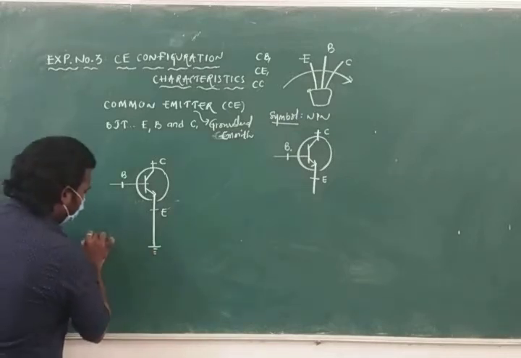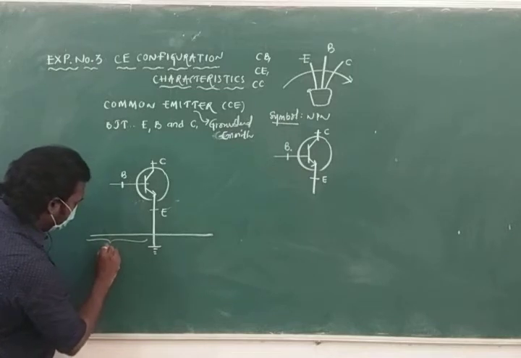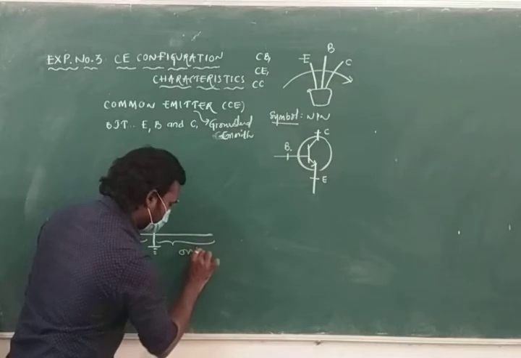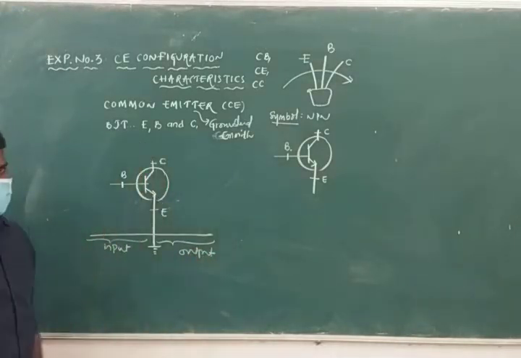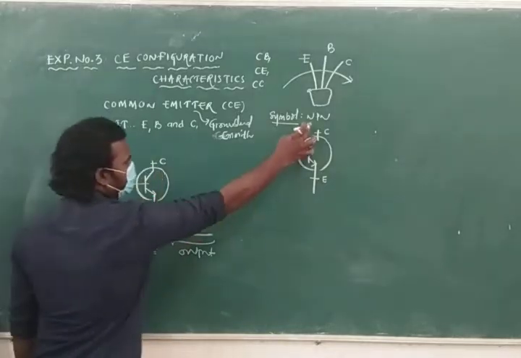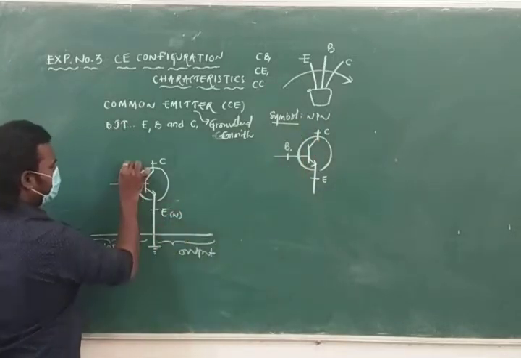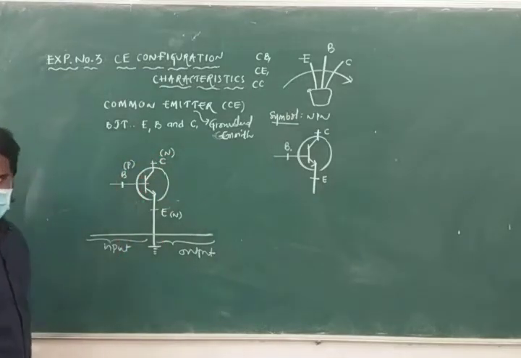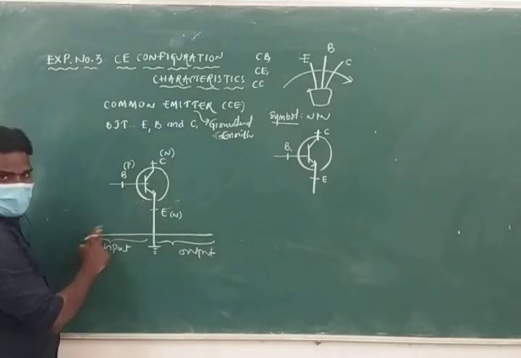So by grounding this emitter, it is divided into two circuits. The left one we can call input, the right one we can call output. Which type of transistor is it? NPN. So the emitter is N, base is P material and collector is also N material. NPN transistor it is. It is divided into two circuits. What are the circuits? Input and output.